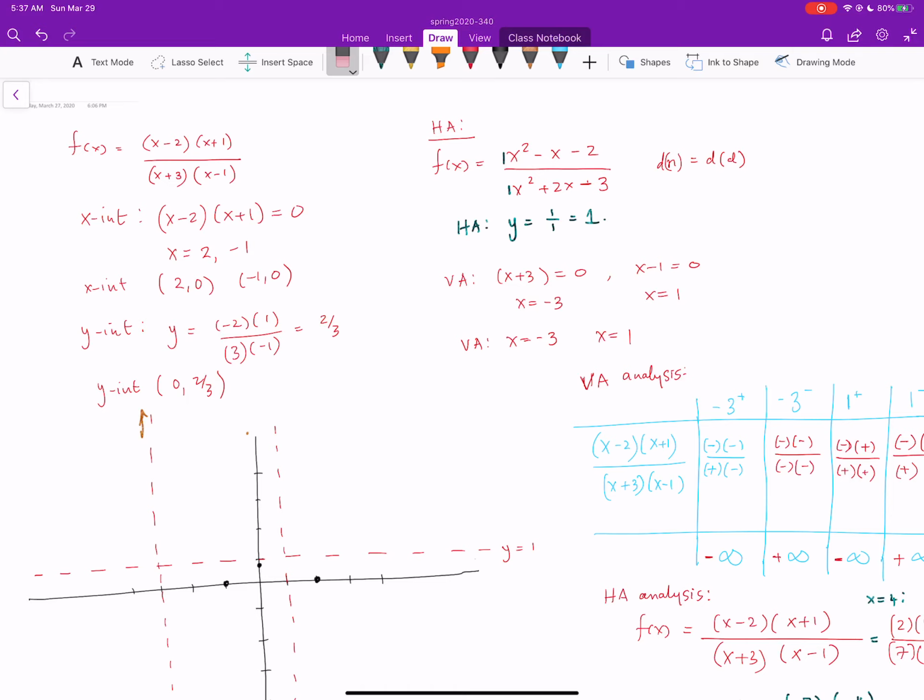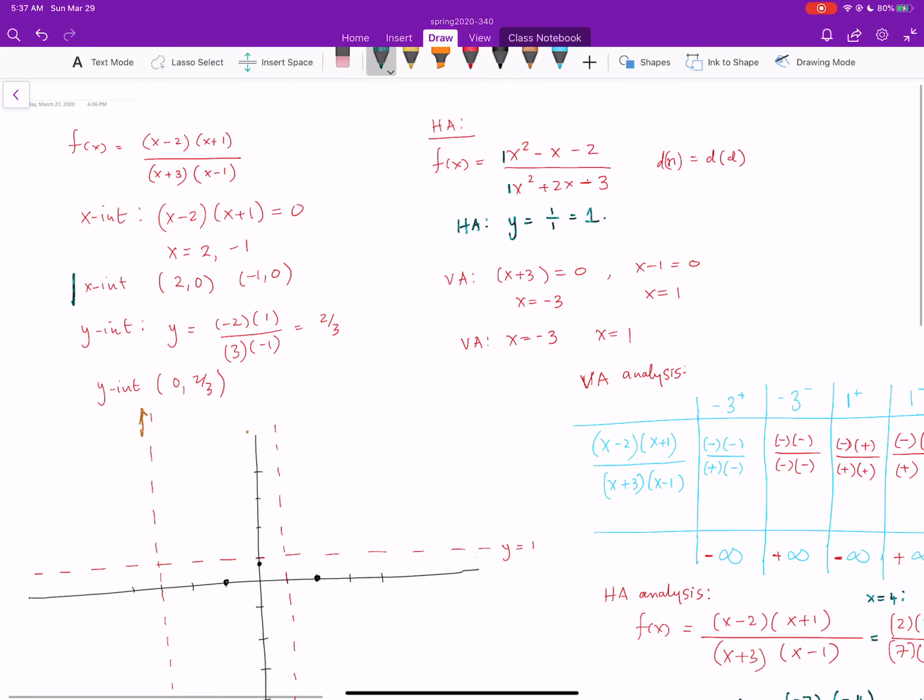All right, let's look at this example on how we graph rational functions that have unique factors. So I have my f of x. There are no common factors that cancel out, so we can go ahead and find the x-intercept. To find the x-intercept, set the numerator equal to 0, and we find out that we have x equal to 2 and x equal to negative 1. So the x-intercepts are these two.